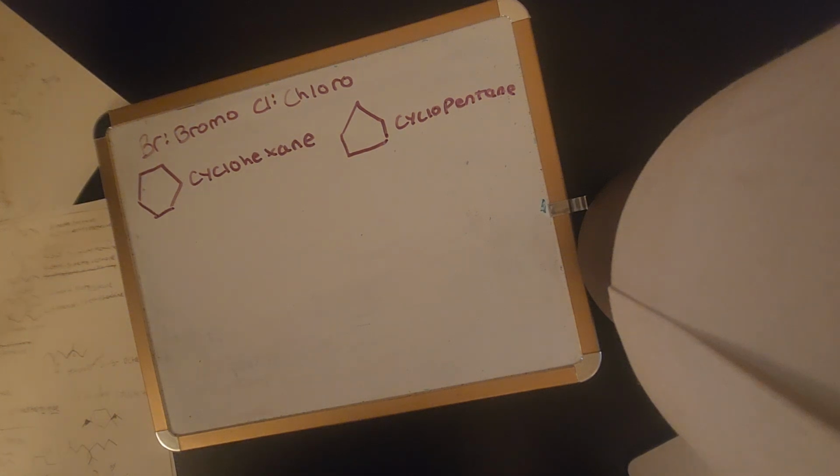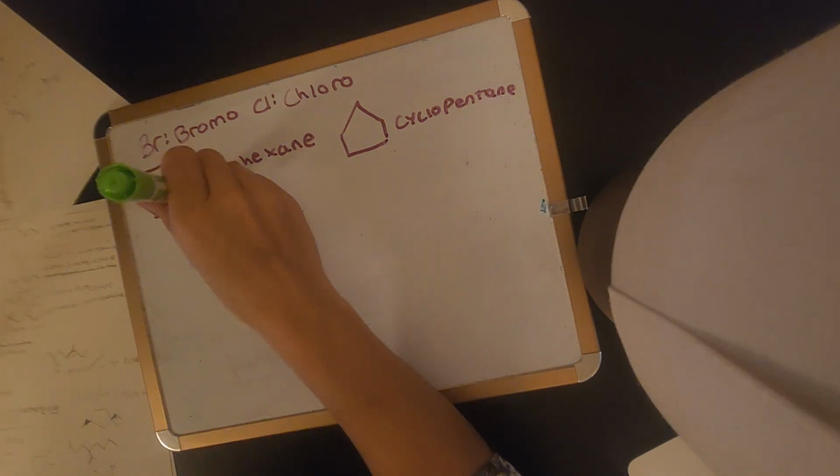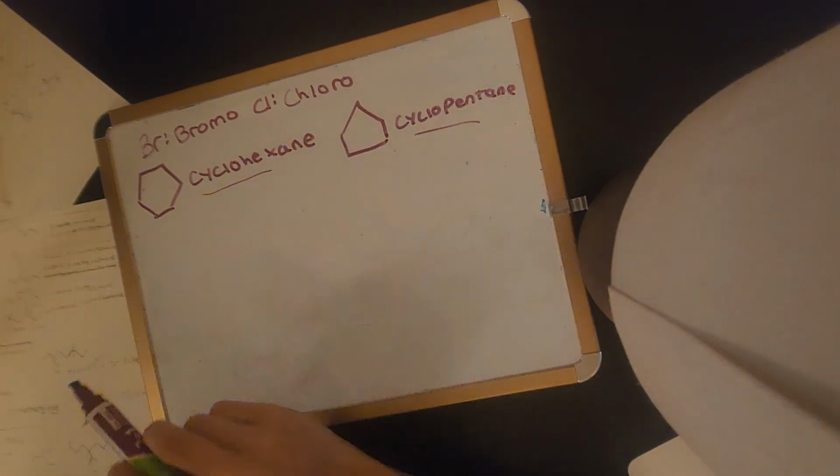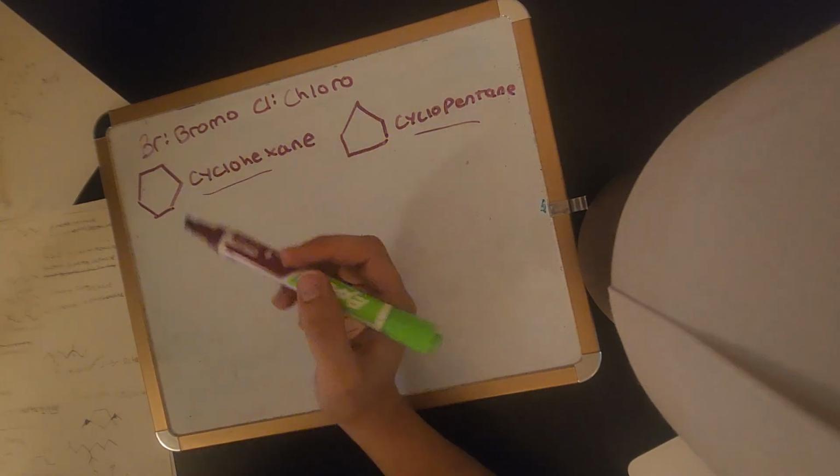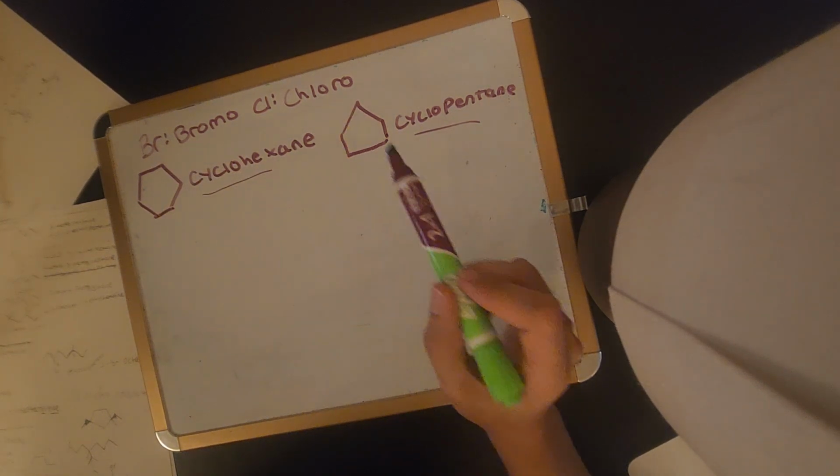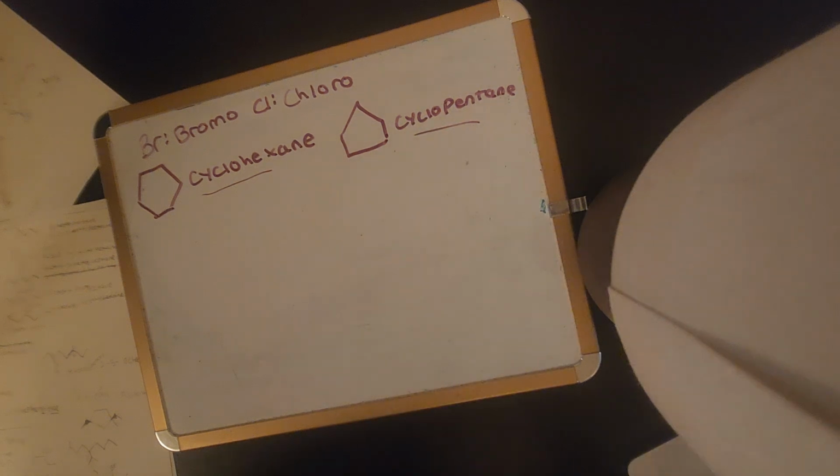Here are some more prefixes and names. This is a cyclohexane, 6 sides. Cyclo is just meaning that it's in a ring structure. Here's a cyclopentane.